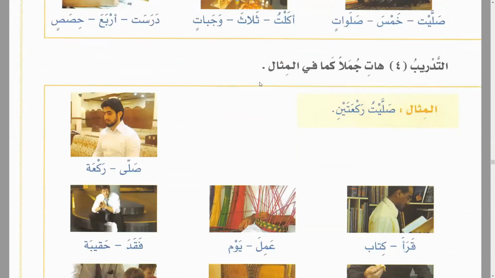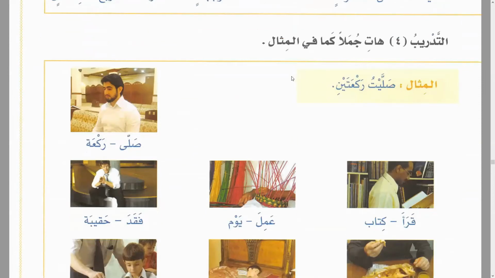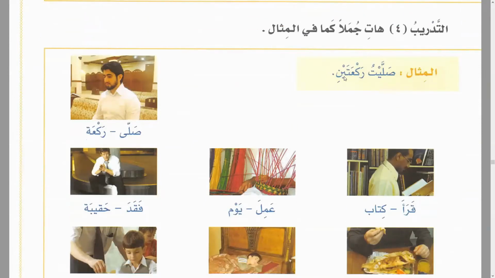Hati jumalan kama fil misal, make sentences, give sentences as an example. Sallaytu rak'atain. Now they are teaching you duals. Okay. So sallaytu, salla, sallaya, sallau. So this will also be sallaytu. Right? Sallayna, sallayta, sallaytuma. Again, sallaytu. Now if you say raka'atani, that's how you make anything dual.